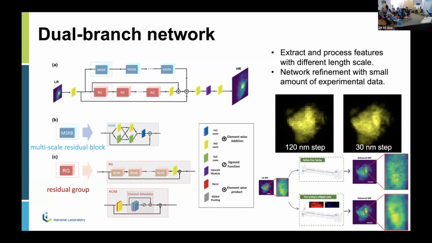And then after we trained the network using this dual branch structure, we refine this trained network using a small amount of experimental data set. Those experimental data sets are repeated measurements of the same sample with coarse and fine scanning steps. So those provide the low and high resolution image pairs to fit into the pre-trained network to do some refinement. And we found that after refinement, some artifacts introduced by the enhancement process can be removed by this refinement process.